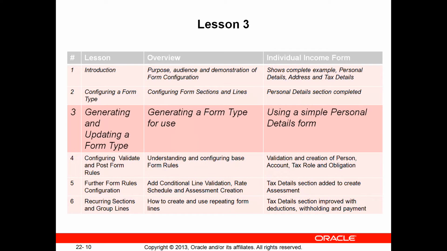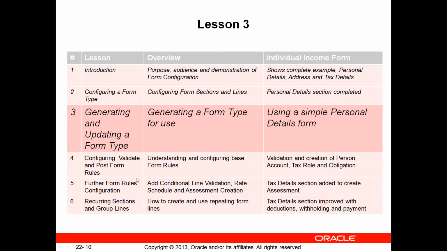In Lesson 3, we will generate the form type that we created in Lesson 2, and we will show you how you then use the form and how you use and update form types continuously once you have associated forms with the form type, and how you edit and go back and make changes to the user interface. So by the end of Lesson 3 you'll be able to actually use a simple form. This is the beginning of this individual income form, and it will have a small personal details section that you can fill in. Functionally, though, it won't do anything yet because it hasn't got any form rules.